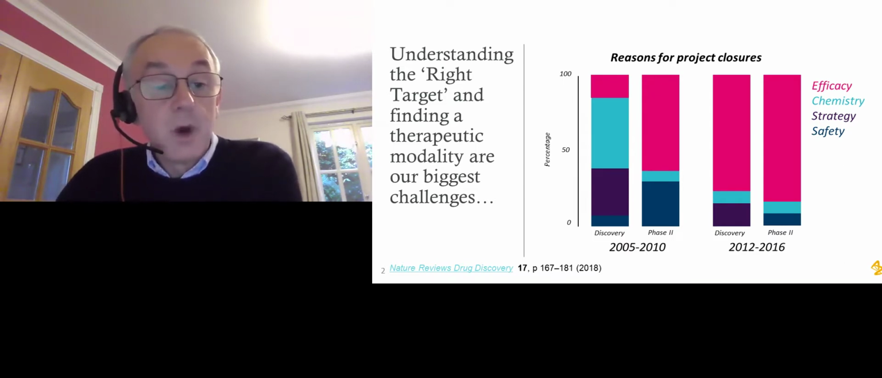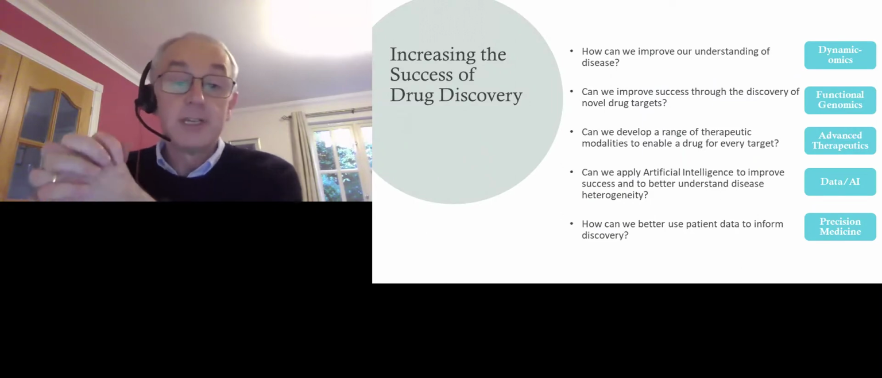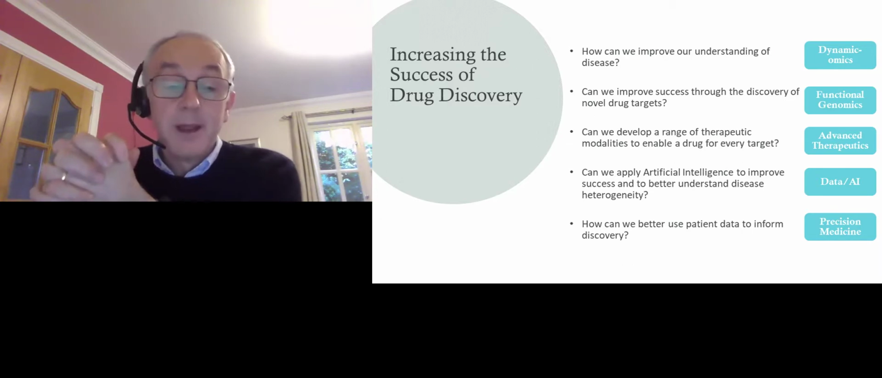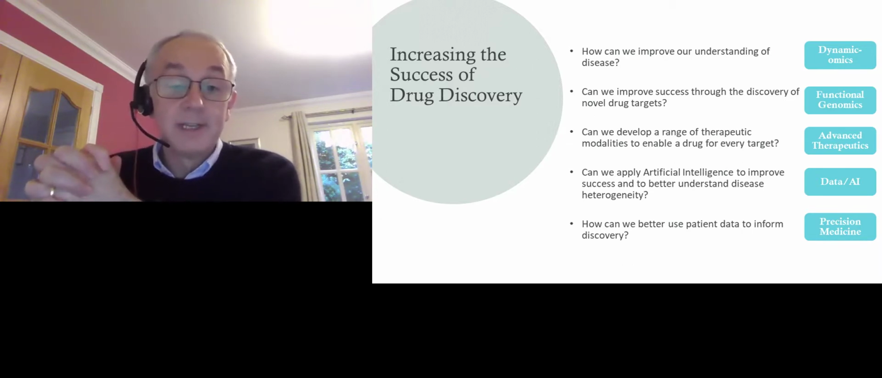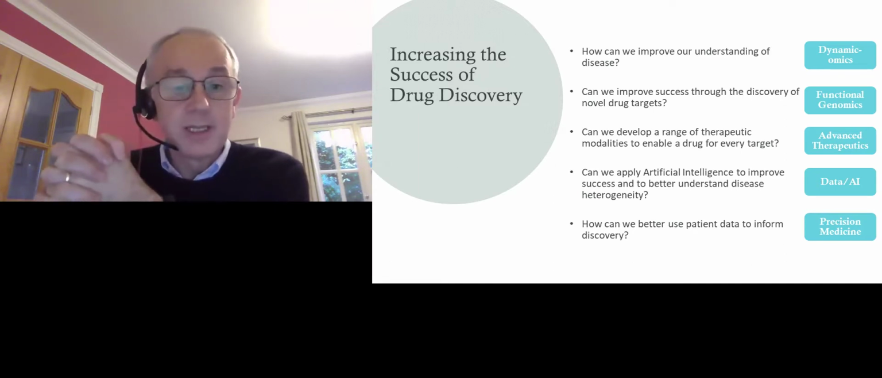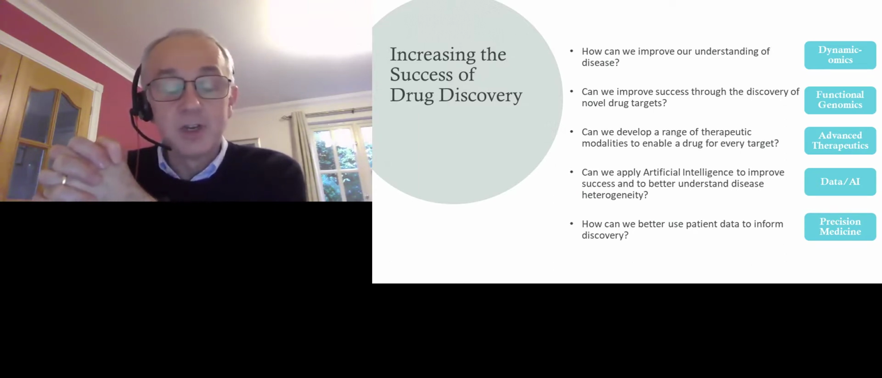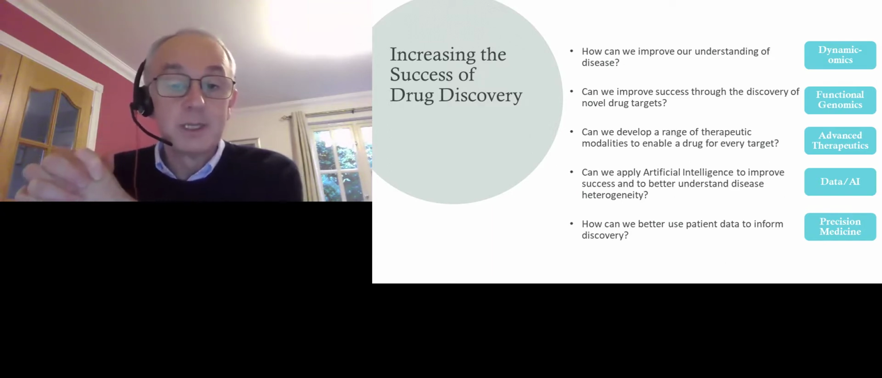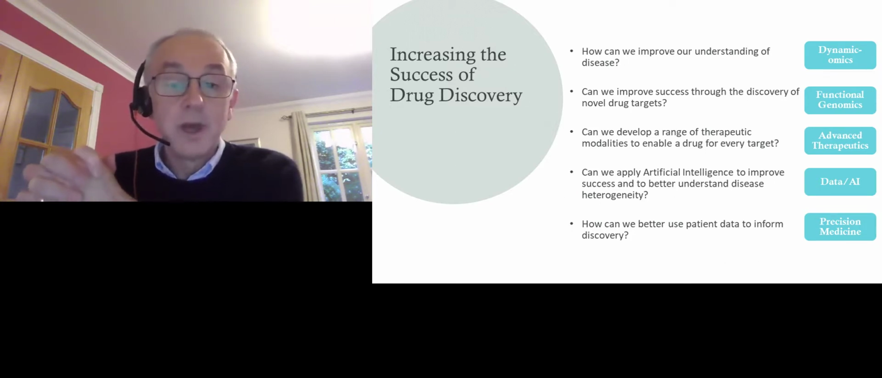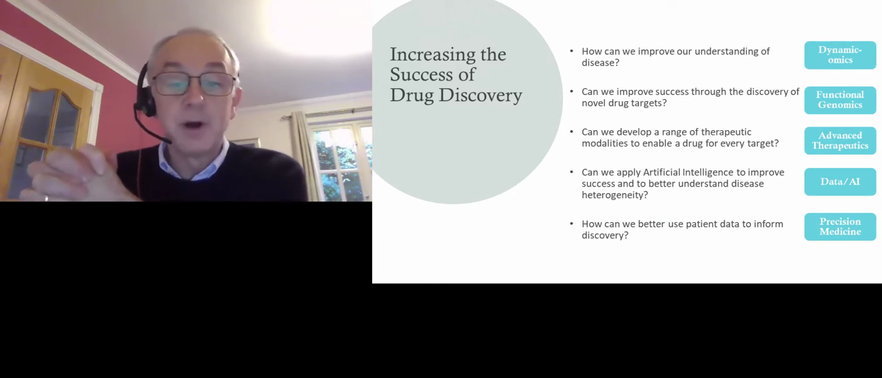So the strategies we're working on in AstraZeneca, what are we doing to try and increase the success of drug discovery? So the first is a fairly fundamental statement. How can we improve our understanding of disease? If we truly understood disease processes, we would be able to select our drug targets, we would be able to select our patient populations such that we could deliver medicines that would succeed every time. The fact that we don't means that there are many diseases, and of course CNS diseases are a prime example, where we don't understand well enough the fundamental biology of those diseases.